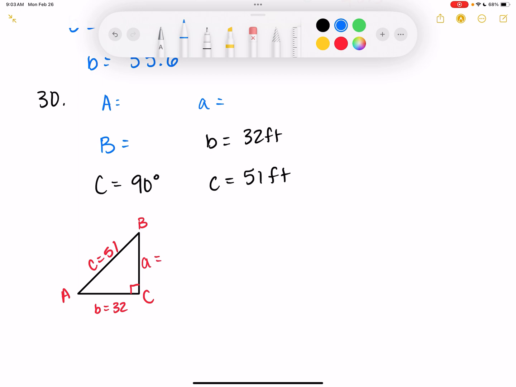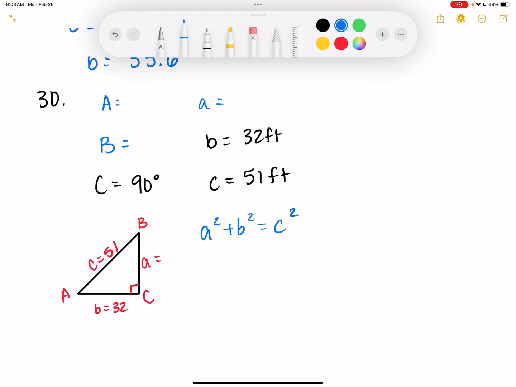51 squared plus 32 squared is... No. What's the general formula for the Pythagorean theorem, without numbers in it? You have something backwards. A squared plus B squared equals C squared.